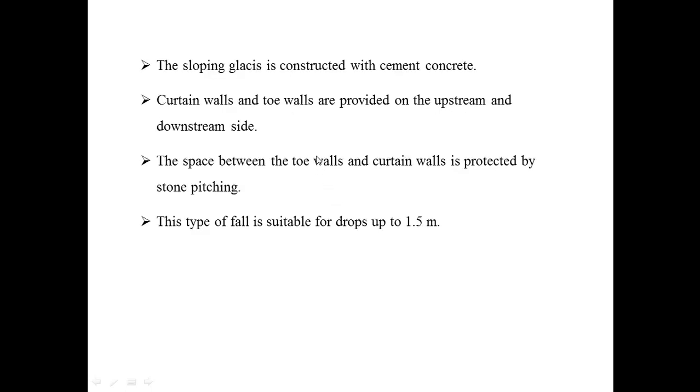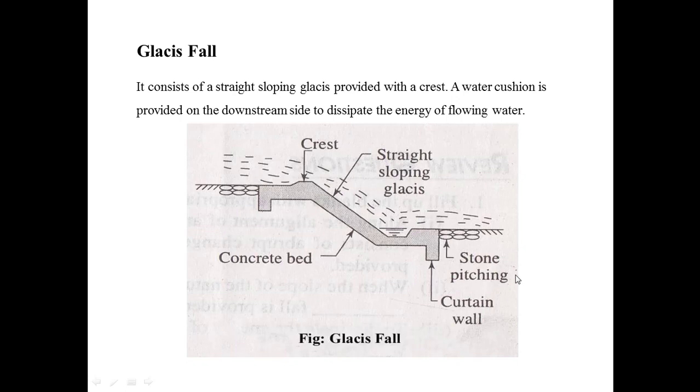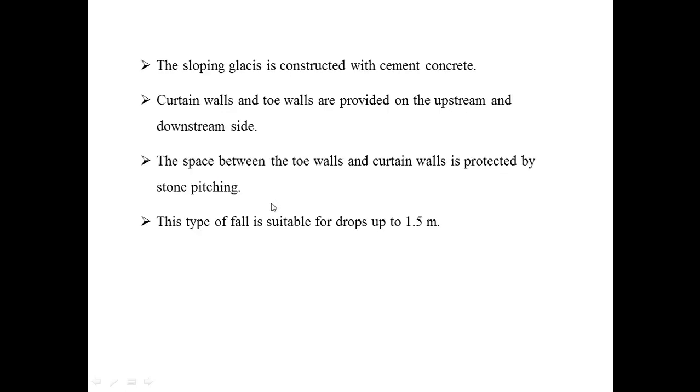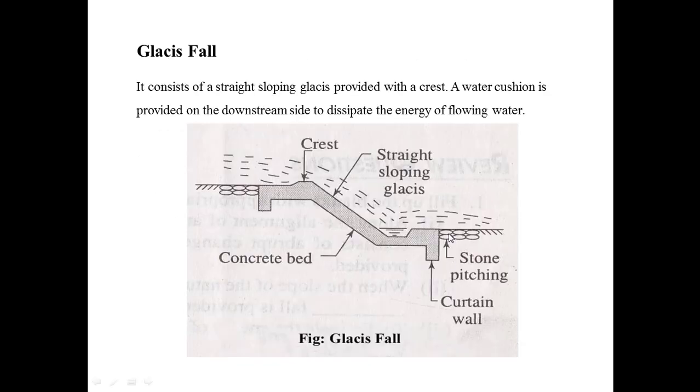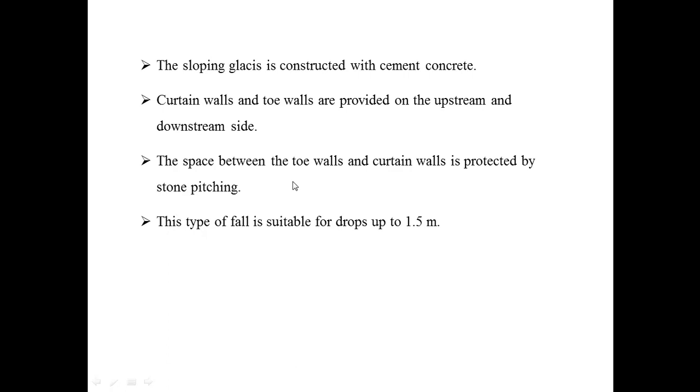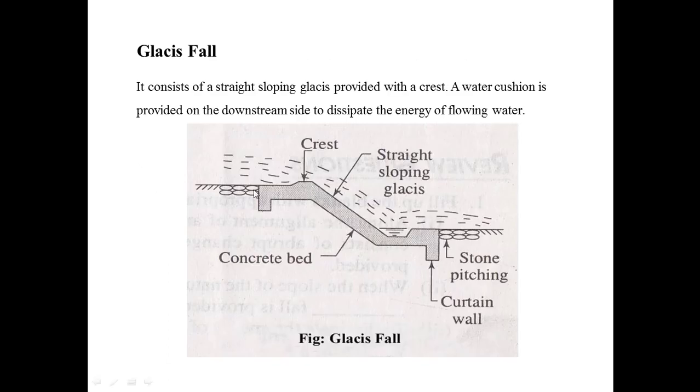Curtain walls and toe walls are provided on the upstream and downstream side. The space between the toe walls and the curtain walls is protected by stone pitching. This type of fall is suitable for drops up to 1.5 meters, where the difference between the upper bed level and the lower bed level is about 1.5 meters. And this is the end of today's lecture.